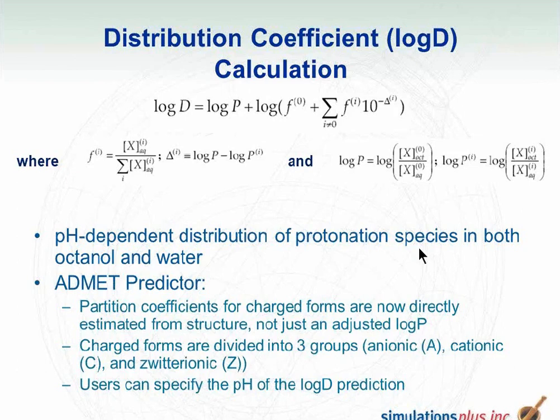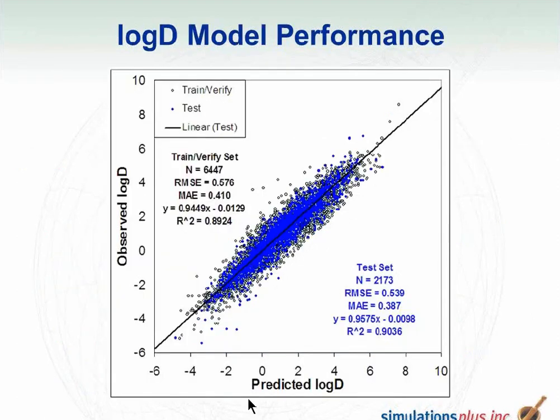So we developed an ADMET Predictor model based on partition coefficients for charge forms that are calculated directly from structure, not just an adjusted pH log P, excuse me. So we're trying to predict this delta of the charge forms. So we consider 3 charge forms: anionic, cationic, and zwitterionic, and then users can specify the pH for the log D prediction.